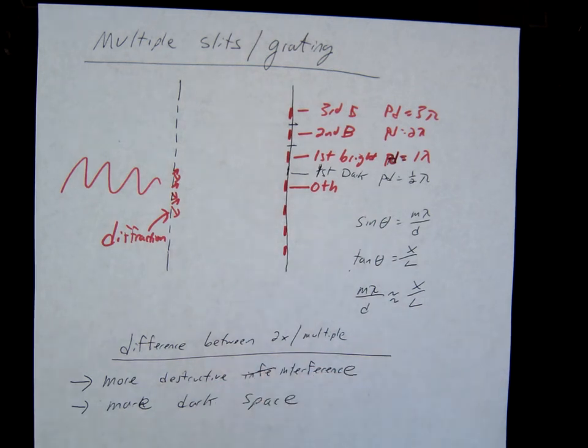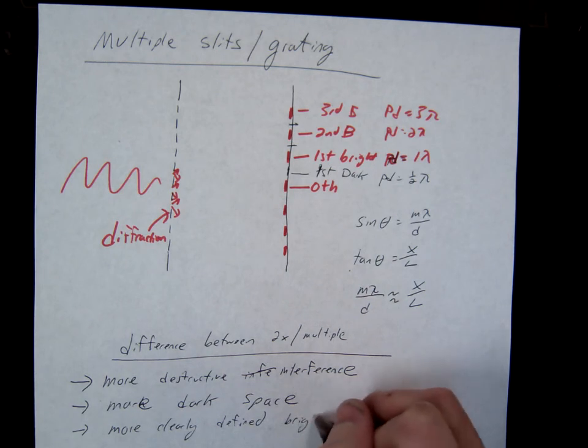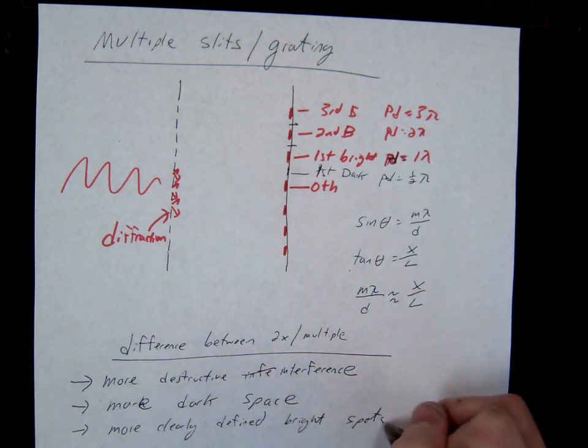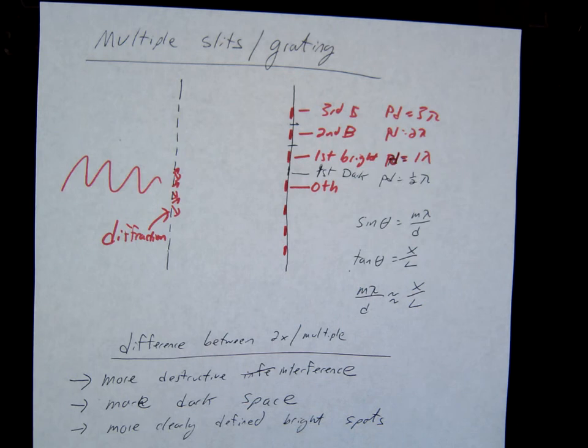In fact, the more slits you have, like if you went from 3, 4, 5 to 1,000, the more dark space you end up with, the more destructive interference. And what this ends up doing is it produces more clearly defined bright spots. Your bright spots are going to be more clearly defined. When we do the lab tomorrow, you're going to see this visually, firsthand. I'll try to draw some of this for you so you can visualize it as well.